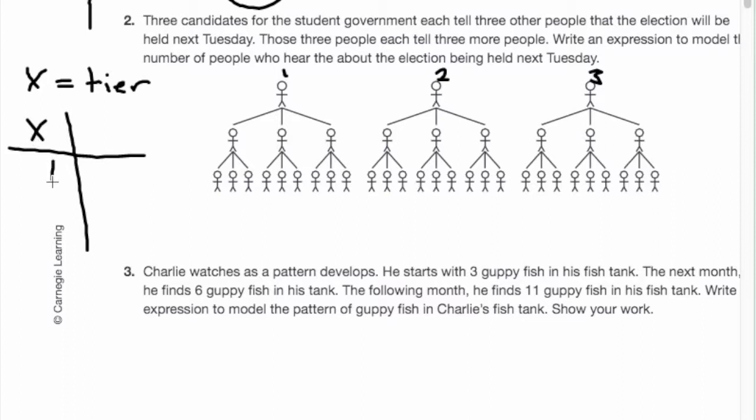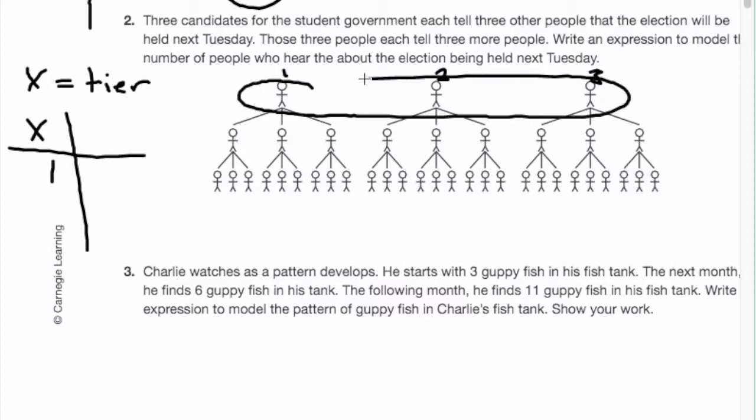In other words, when x equals 1, because this is the first tier of people, how many people do I have? 3. So I'm going to call this f of x, which we usually think of as y. So when x equals 1, f of x equals 3.